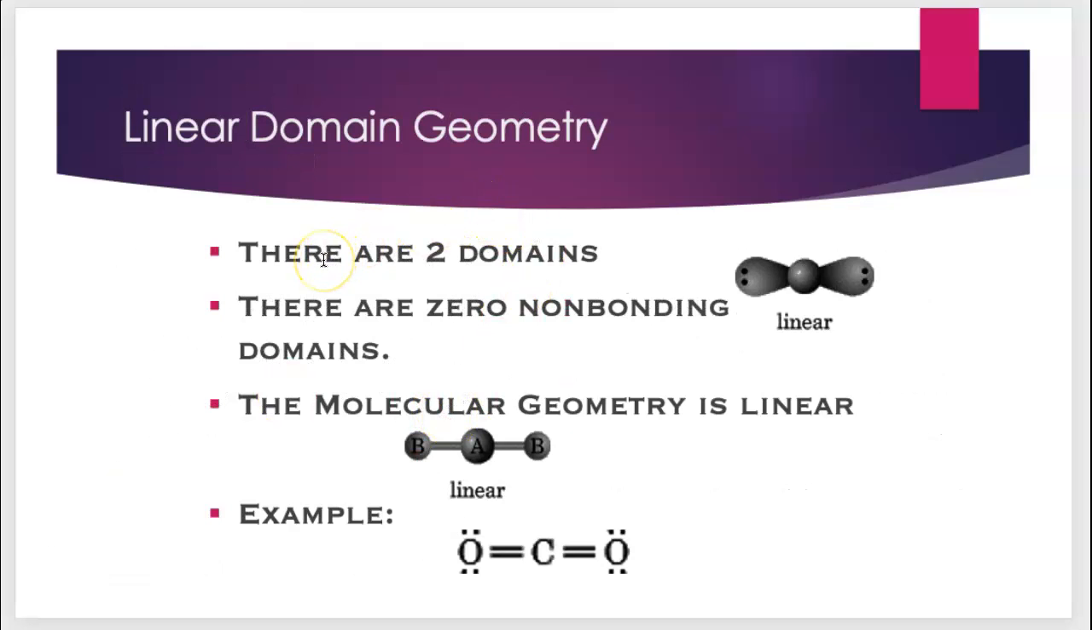Before, when we said there were two domains, we expect it to be linear. Well, if we have two domains, they have to be bonding domains. There are 0 non-bonding domains, and so we call the molecular geometry linear. Whenever there are 0 non-bonding domains, the molecular geometry and the domain geometry will be the same.